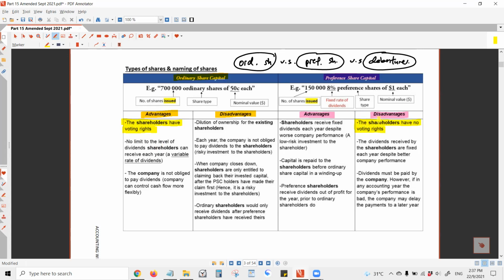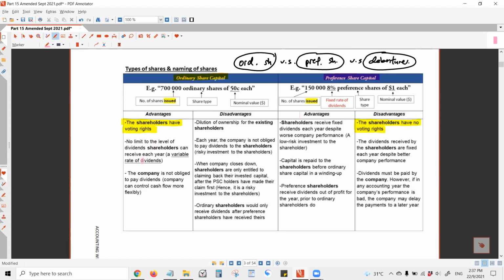Preference shareholders don't have voting rights. Ordinary shareholders have voting rights. Usually, I would explain what is meant by voting rights, if I have time. I believe you have heard of it before. Then use a different color. Now I'm going to highlight another idea.